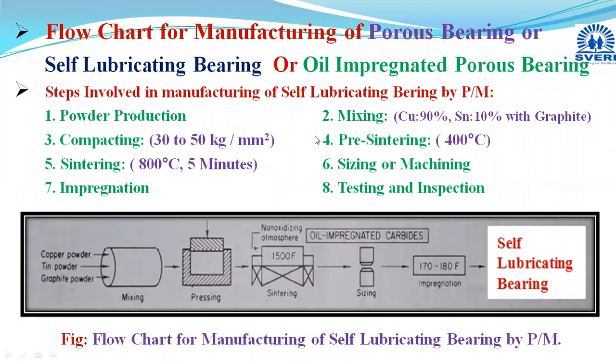Due to the sudden drop in temperature and pressure, that oil will flow back into the bearing itself. In this way, the self lubricating bearing works. Depending on the capillary action and some amount of frictional heat generated, it will provide the self lubrication. External lubrication is not required in this case. That's why it is termed a self lubricating bearing.